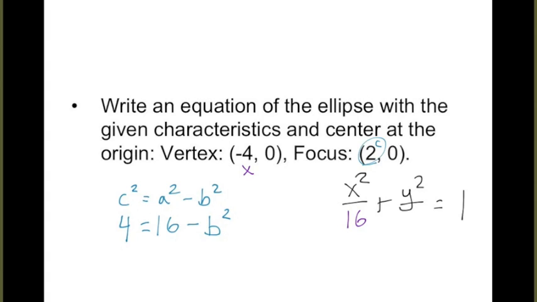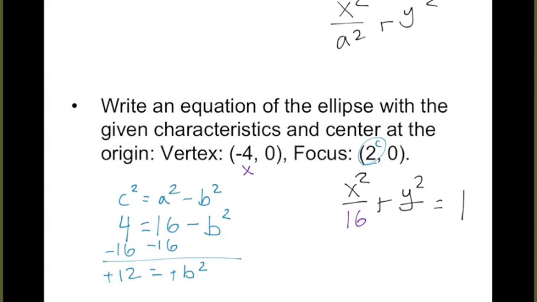So then to solve this out, we're going to subtract 16 from both sides. Gives negative 12 is negative b squared, which means 12 is b squared. And if we look at the standard form of the equation, it looks like this. So what we're missing in our equation is b squared. We actually don't even really care what b is, because in the equation we want everything to be squared anyway. So we want to put the 12 in there.